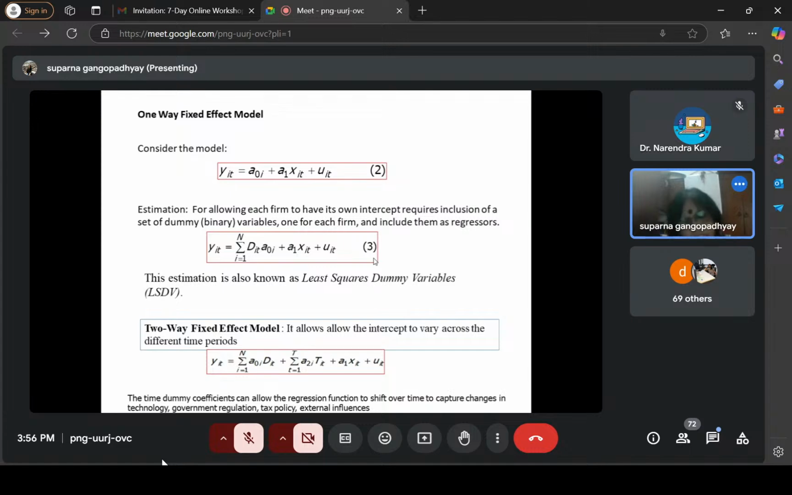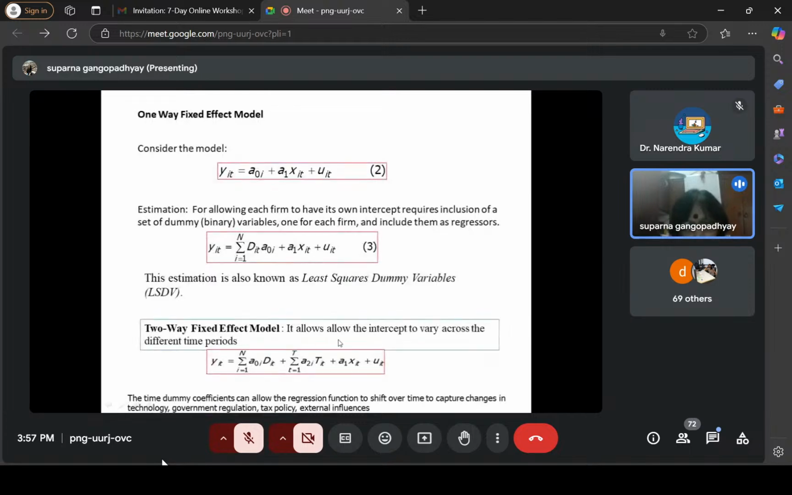In each of these, you get within estimation and between estimation. I'm coming to that. But consider the fixed effect model. You have the intercept. The basic model is this. I've written it as 2 because I have already used the first model. So Y = A0 + A1 X1t + U1t. Now you include a dummy variable. If you use 1 for Andhra Pradesh and 0 for the others, it becomes like equation 2. Clear? This is what is least square dummy variable.